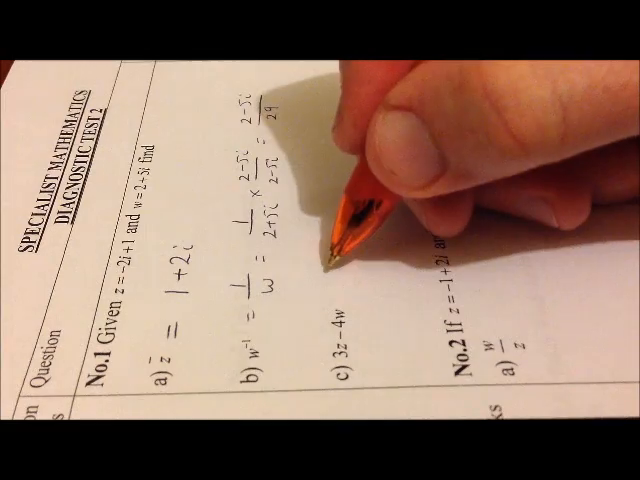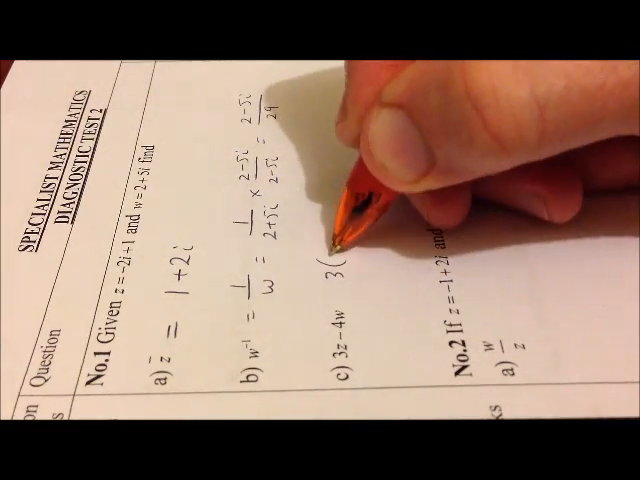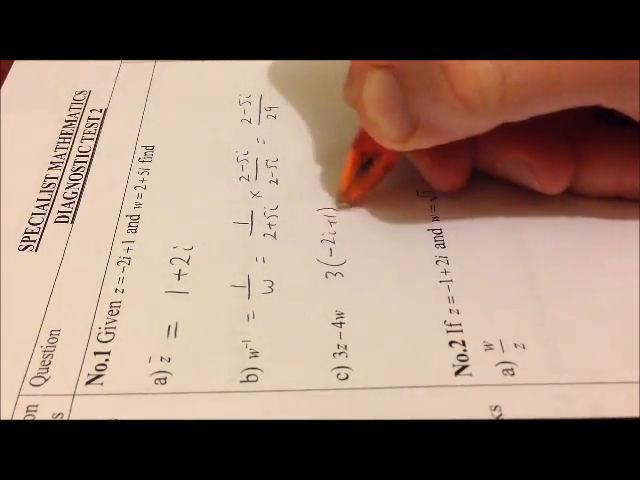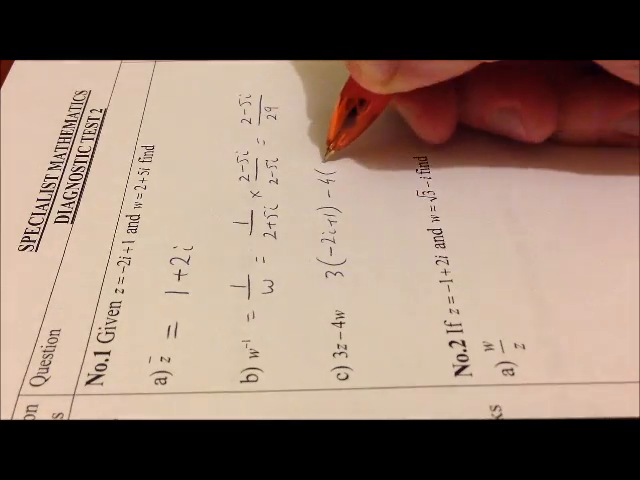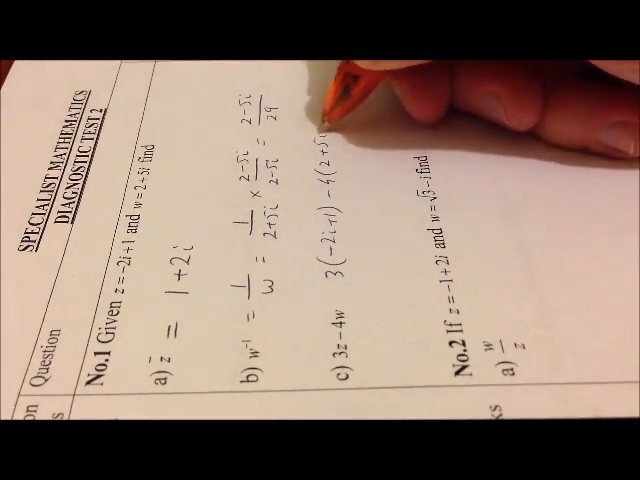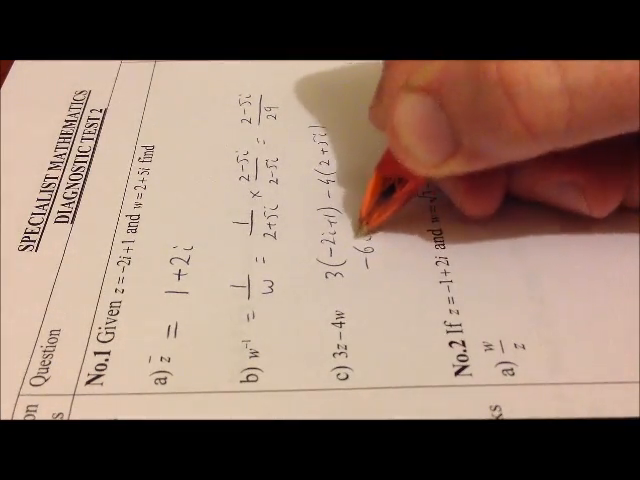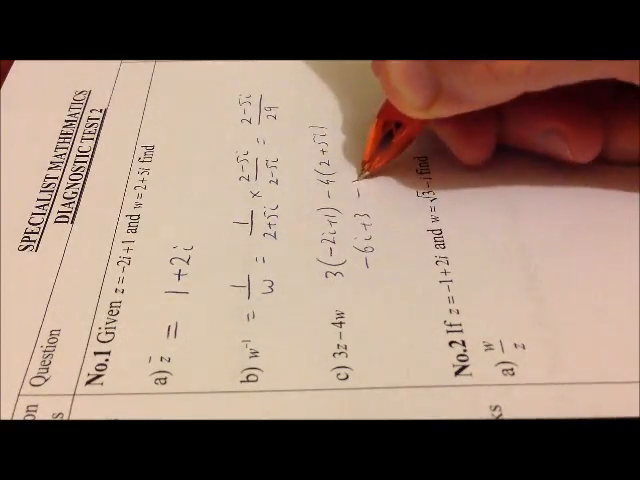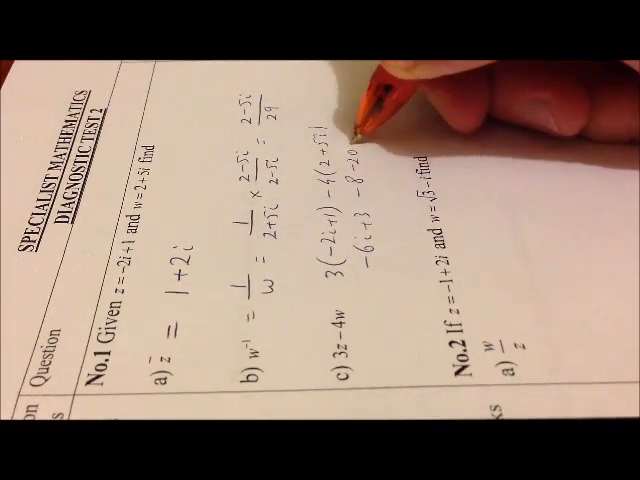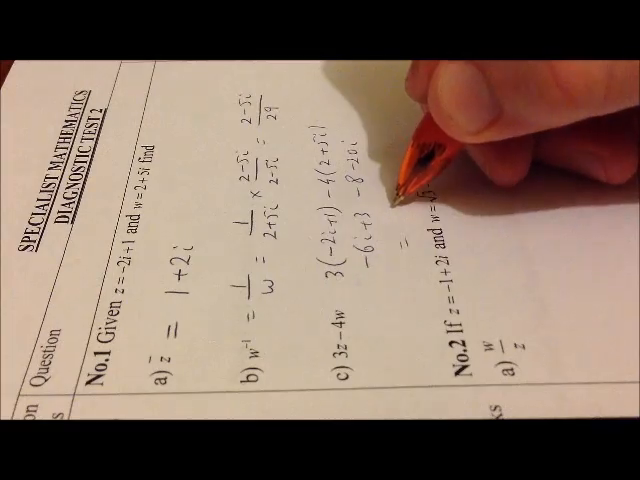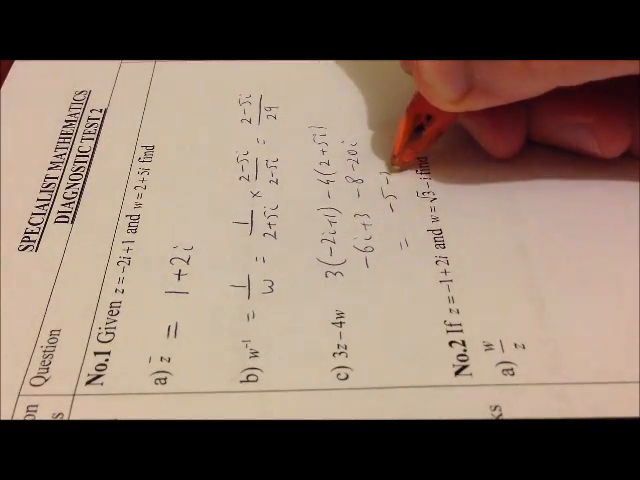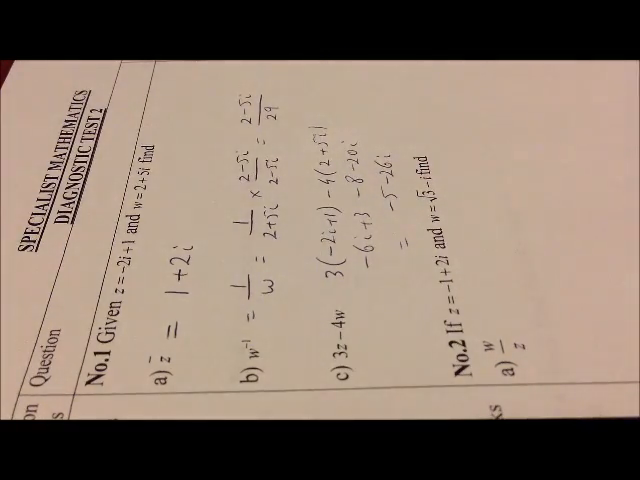Next one, simple middle algebra. 3 times negative 2i plus 1 minus 4 times 2 plus 5i: negative 6i plus 3 minus 8 minus 20i. So we end up with negative 5 minus 26i.